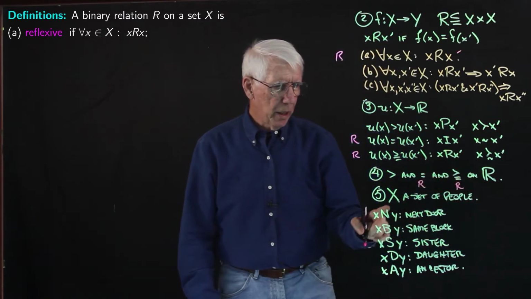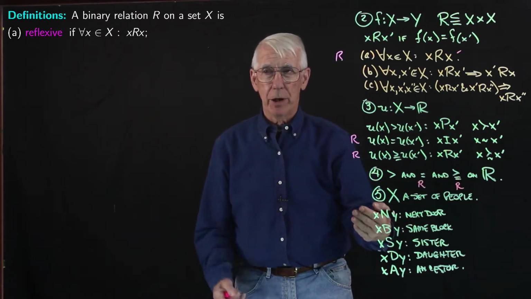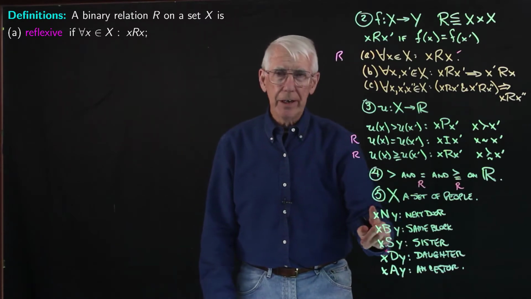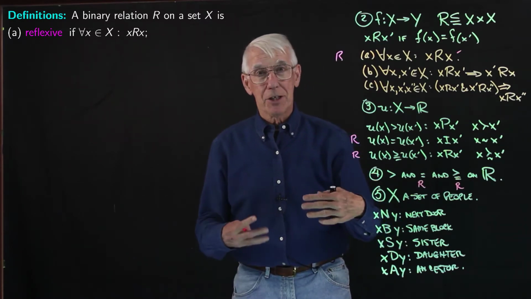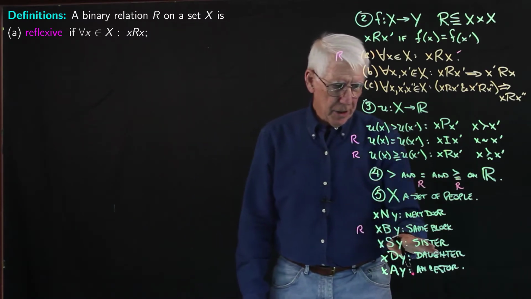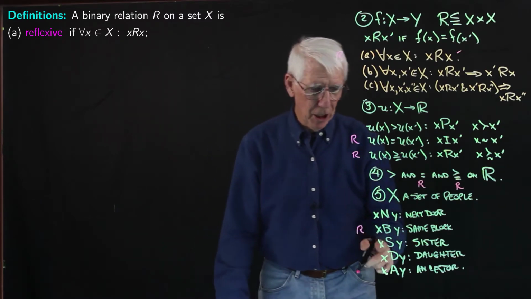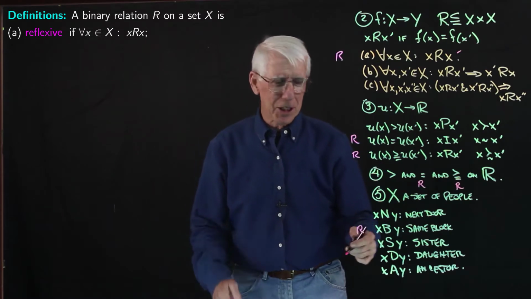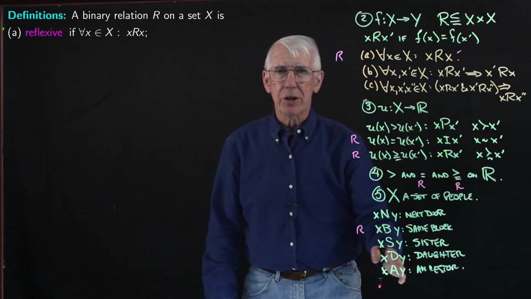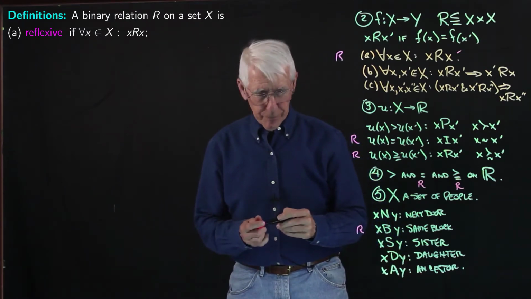Here we have a set of people. Living next door to someone is not reflexive. One doesn't live next door to oneself, so that's not reflexive. Living on the same block, I live on the same block as myself, so that would be reflexive. Being a sister to someone, not reflexive. I'm not a sister to myself, or one is not a sister to oneself. Daughter, similarly not reflexive. Ancestor, similarly not reflexive. One is not an ancestor of oneself.